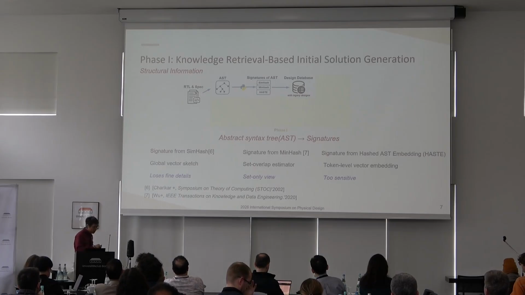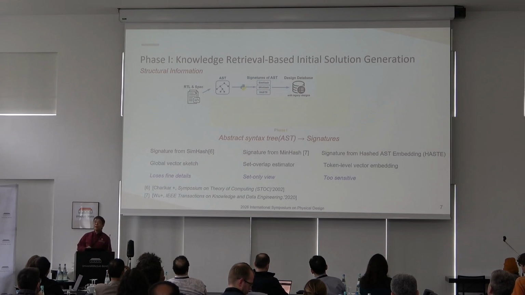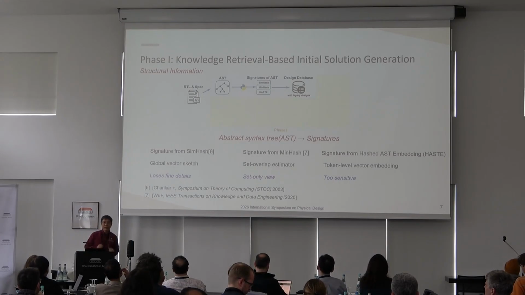The question is how to use this AST information. We extract some signatures. We use three different signatures, two of which are from existing approaches from other fields. One is SimHash. With SimHash, we first use a hash function to embed those AST features into vectors, and then use the Hamming distance to tell the difference between different signatures.